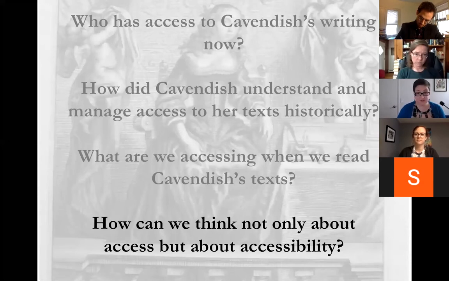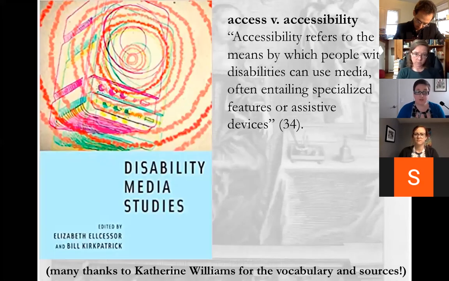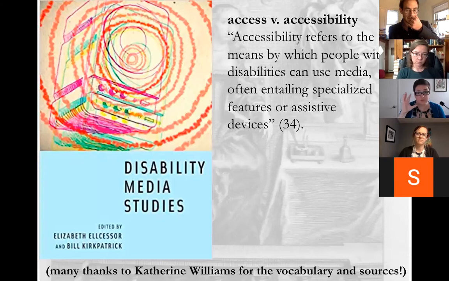I've talked a very long time, so I'm going to end by just asking very quickly, how can we think not only about access, but about accessibility? And I just want to note in passing that those are two crucially different words. And I'm just going to thank my colleague, Catherine Williams, for giving me some of these sources.